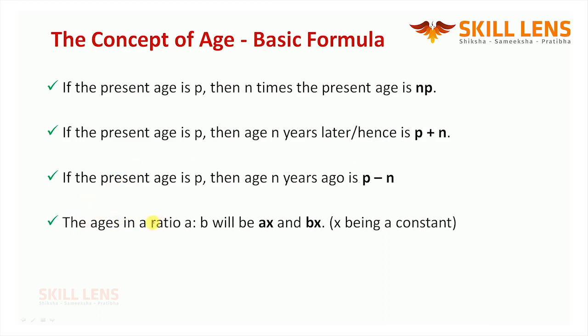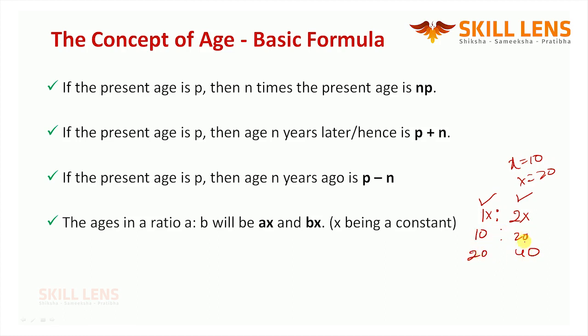If the ages are in the ratio A is to B, they will be AX and BX, X being a constant. Why? In the question they will say there are two persons A and B, their ages are in the ratio 1:2. A lot of people think that A's age is 1 and B's age is 2. No, their ages are multiples of 1 and multiples of 2. If X changes, their ages will change. If X is 10, their ages are 10 years and 20 years. If X is 20, their ages are 20 years and 40 years.